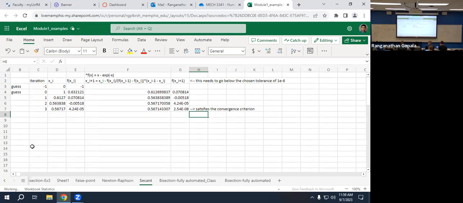This is for absolute value, that is the quantity that you're trying to calculate without any normalization. If you just look at the successive values of x, if you look at 56717 and 56714, they differ by 3 units in the 5th decimal point. So you can calculate what is the relative error. Let me do that.